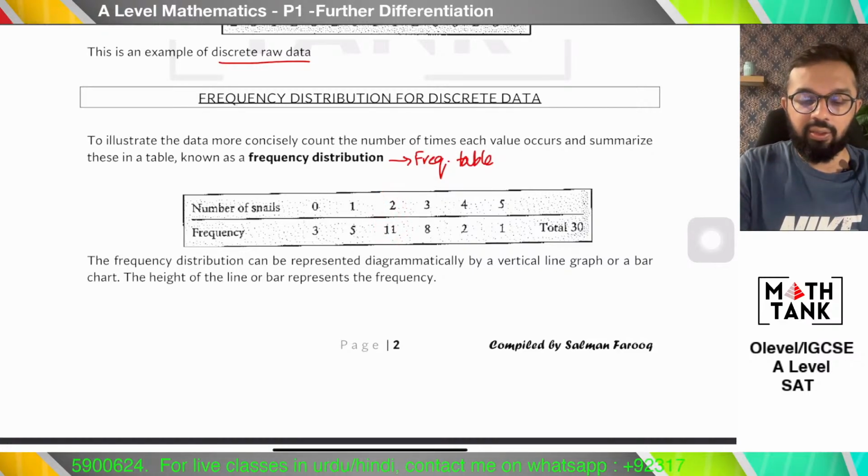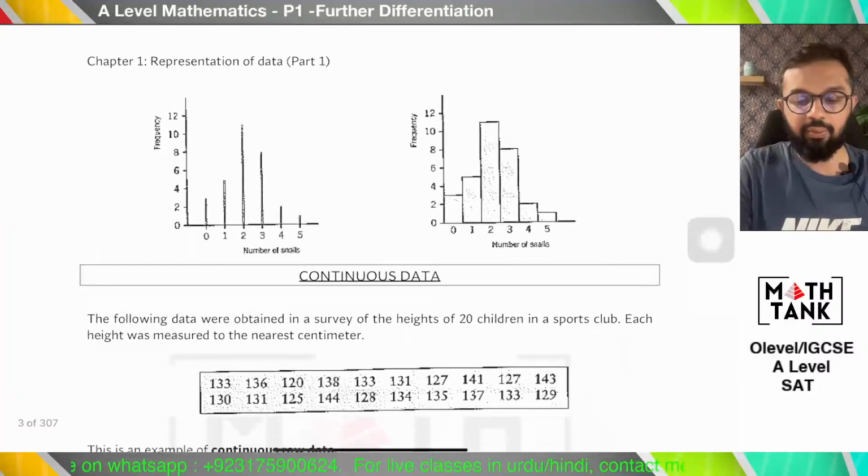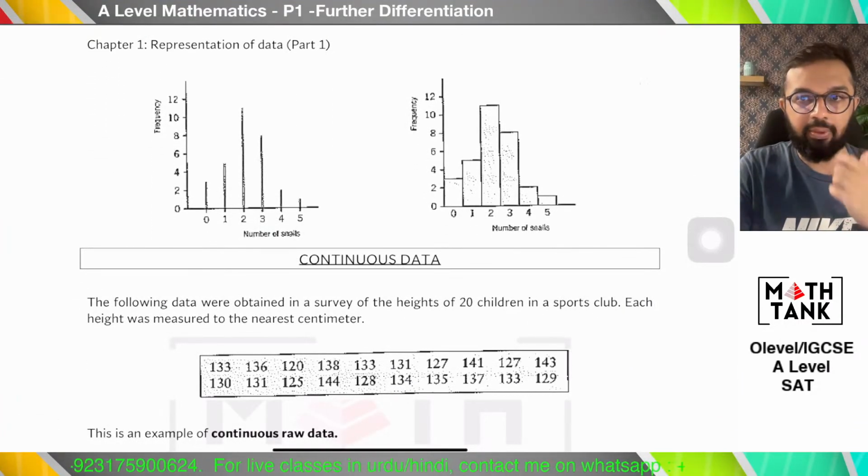The frequency distribution can be represented diagrammatically by a vertical line graph or a bar chart. The height of the line or bar represents the frequency. So this is a line chart and a bar chart.